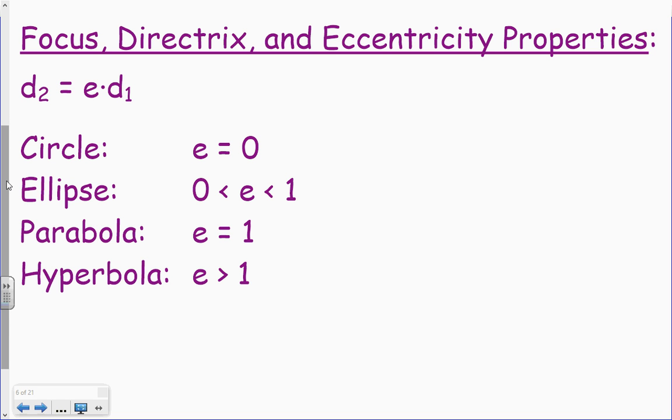If you've got an ellipse, it turns out that your eccentricity is somewhere between 0 and 1. The closer you are to 0, the more circular your ellipse is going to look. The closer you are to 1, the less circular it's going to look, more elongated in one direction or the other. If your eccentricity is 1, then you've got a parabola. And finally, if your eccentricity is greater than 1, you end up with a hyperbola. So by knowing the eccentricity, that tells you the type of conic you're working with.